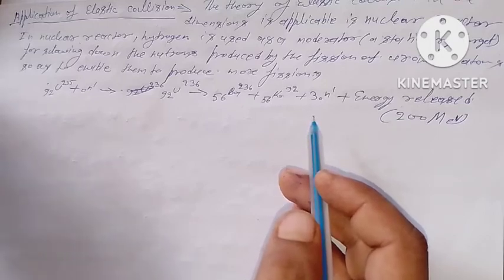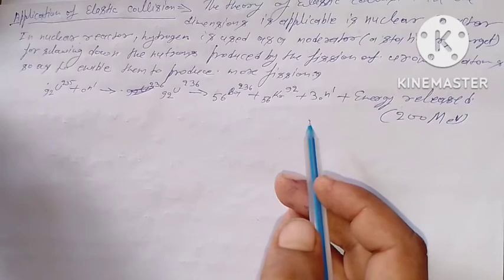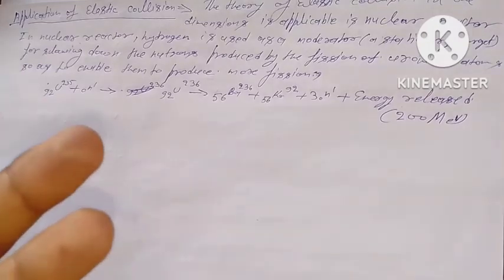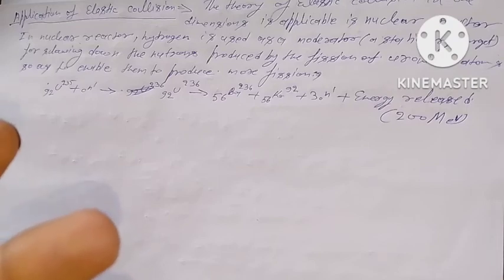If a massive nucleus like that of lead were used as the target, the neutrons would simply bounce back from it with the same velocity with which they impinge on it.